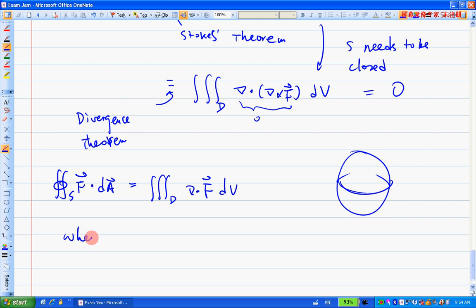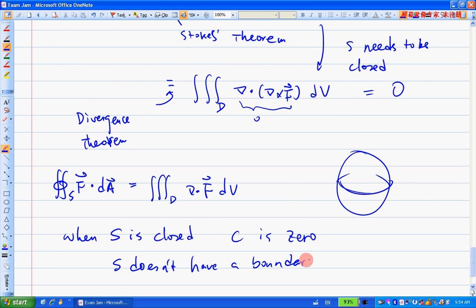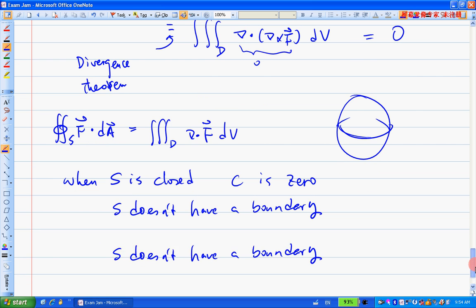So when S is closed, C is basically zero. There's no C, there's no boundary. Or in other words, S doesn't have a boundary.